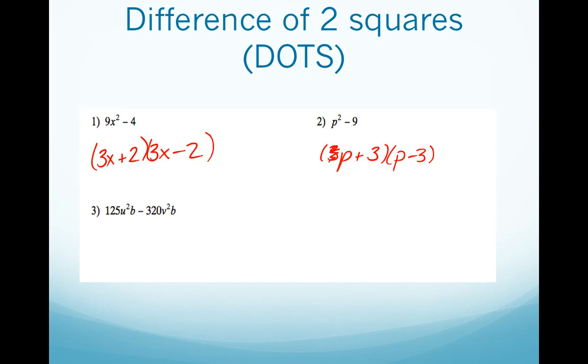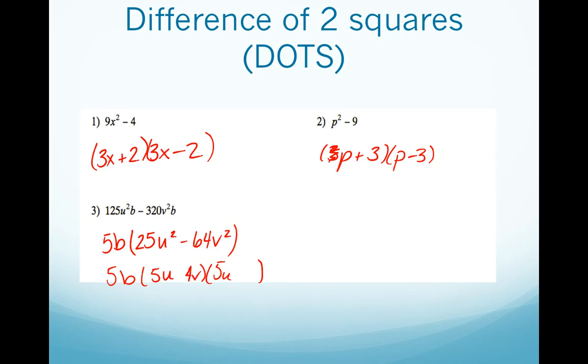So we can take from 125 and from 320, we can take out a 5. We can also take out a b from both terms. So that will give us a 25u squared minus 320 divided by 5, that's going to give us 64. And then we took the b out as well, so v squared. And then the square root of each, 1 positive, 1 negative.